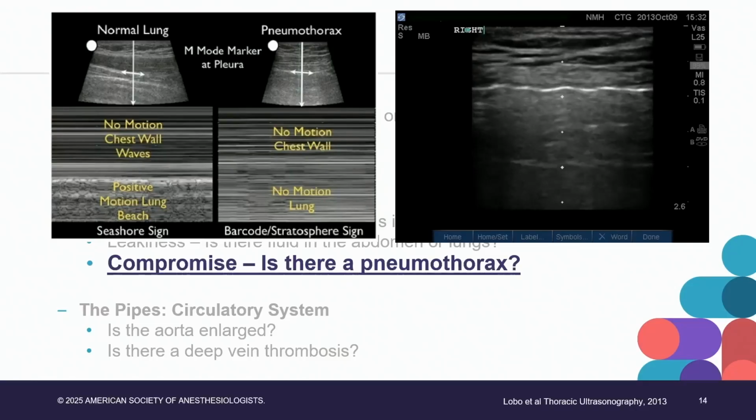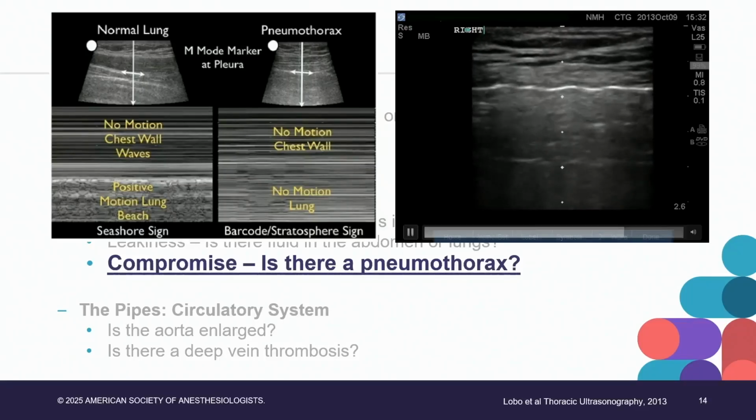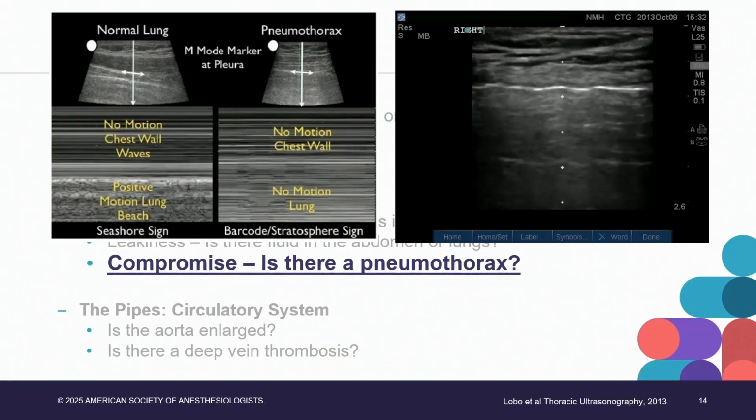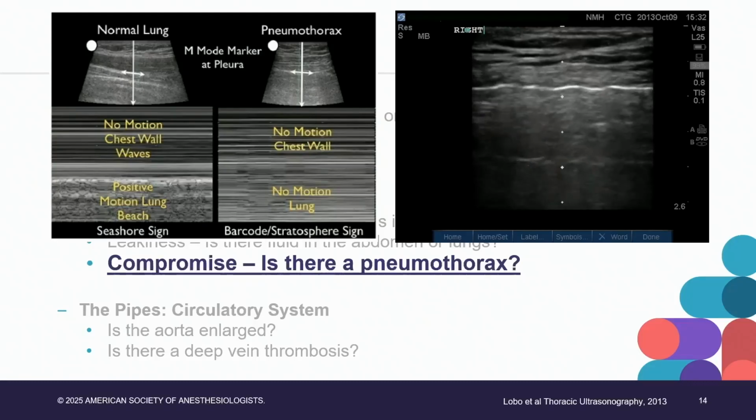Here is if you put M mode, or motion mode, it will do motion over time along your ultrasound. And here on the left, you can see what you would see if you had a pneumothorax. We call it a barcode or stratosphere sign. You see these straight lines both above and below the visceral and parietal pleura. That says that something is separating the visceral and parietal pleura. It can be a pneumothorax or it could be something else that's separating. Versus here on the right, for a normal lung in M mode, we see no wall motion at the top and positive wall motion at the bottom, which is our seashore sign that rules out a pneumothorax.